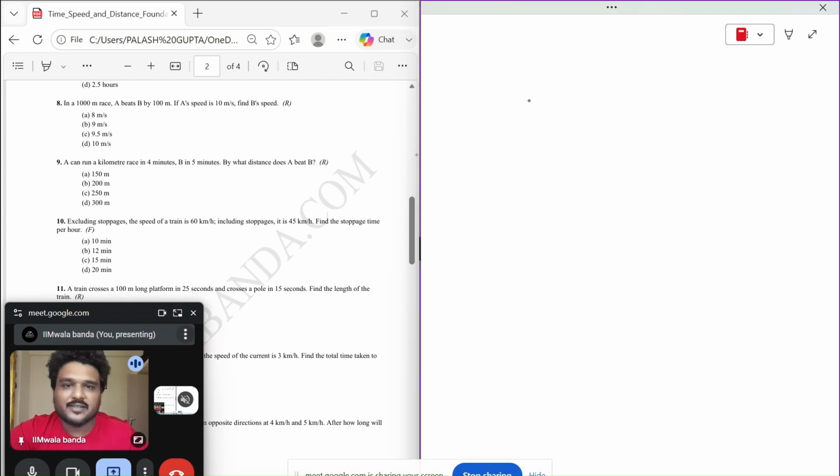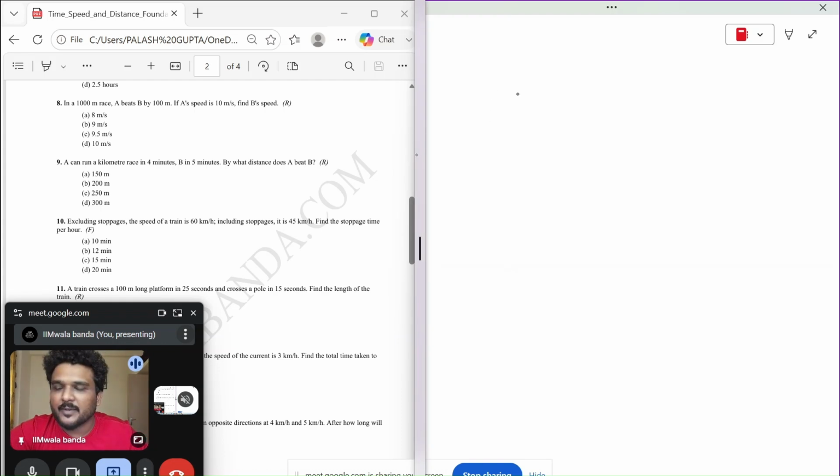So in this case it's a 1,000-meter race. A beats B by, again it's the same example that I took, that when A reached here, B was 100 meters away from the finish line. So A's speed is given as 10 meter per second.